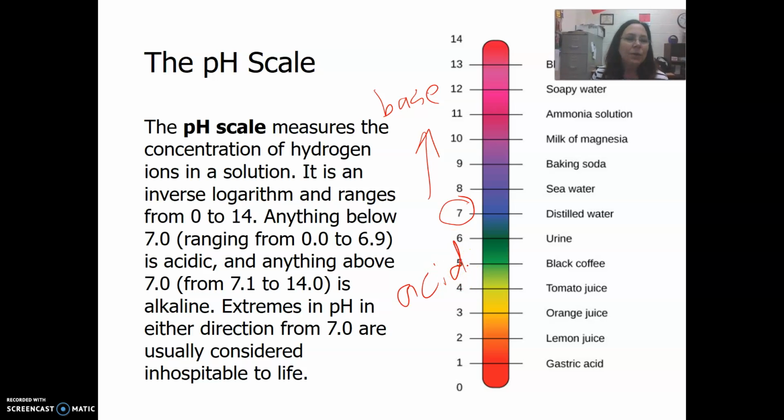So any chemical that adds hydrogen ions is going to lower the pH. Any chemical that removes hydrogen ions or adds hydroxide ions is going to raise the pH.